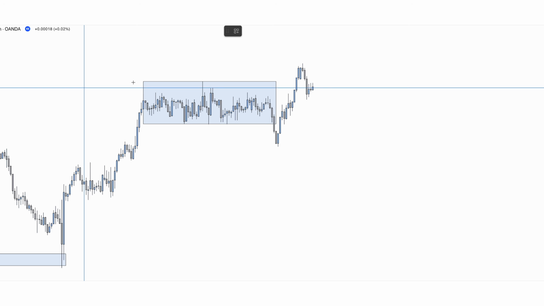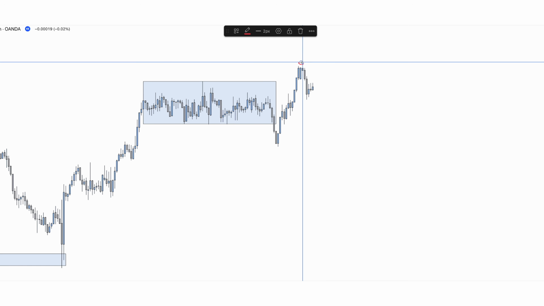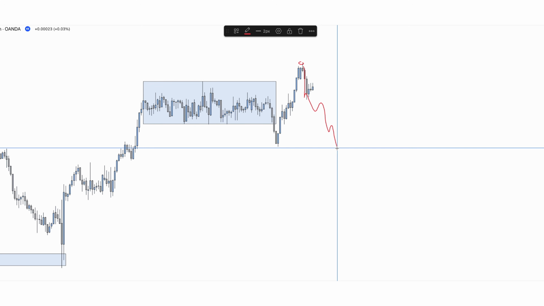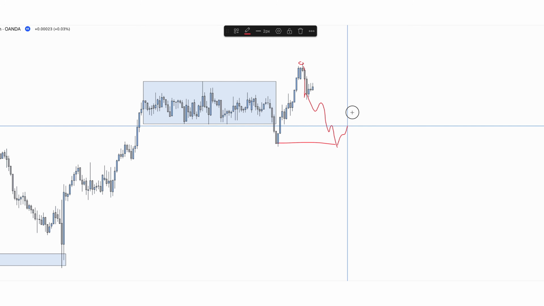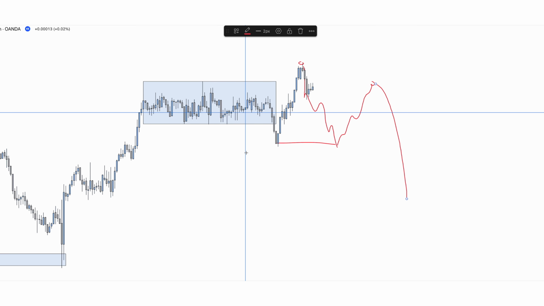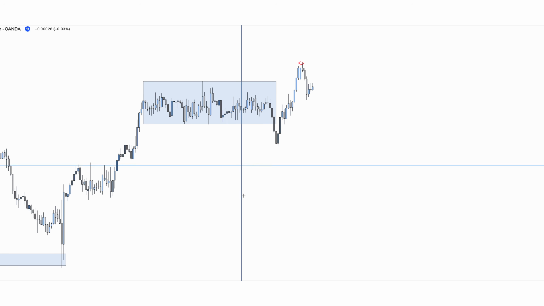Okay, we see the sweep formulating here, and then we see, well, not yet, but what we would ideally want to see would be the market come down under the range and then pull back to provide us with a selling opportunity. Okay, so let's take a look if this does pan out.